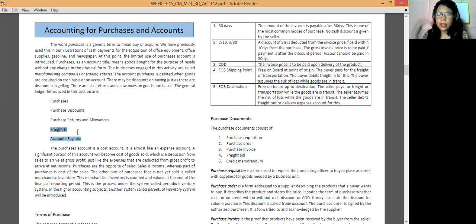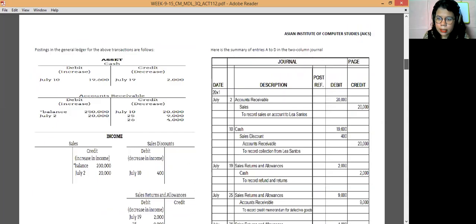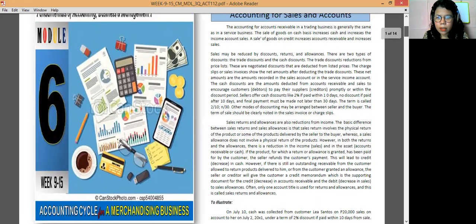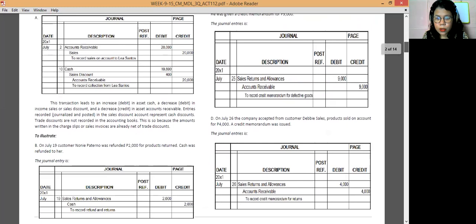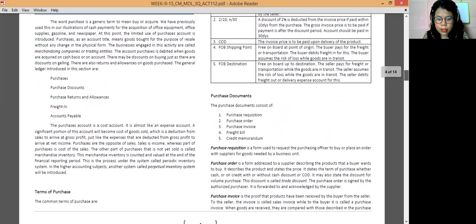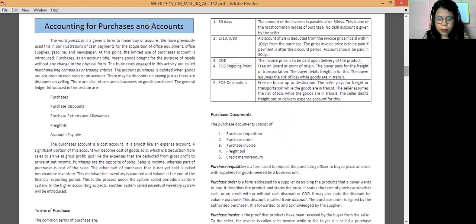So, yung kanina, balik lang natin, pinag-usapan is yung for sales and accounts. So, itong mga to, ito ay para sa mga customers natin, di ba? Ito naman, itong mga purchases naman na to, tayo to, di ba? As their customer or as their clients. So, tayo to: purchases, purchase discount, purchase returns and allowances, freight in, and accounts payable.